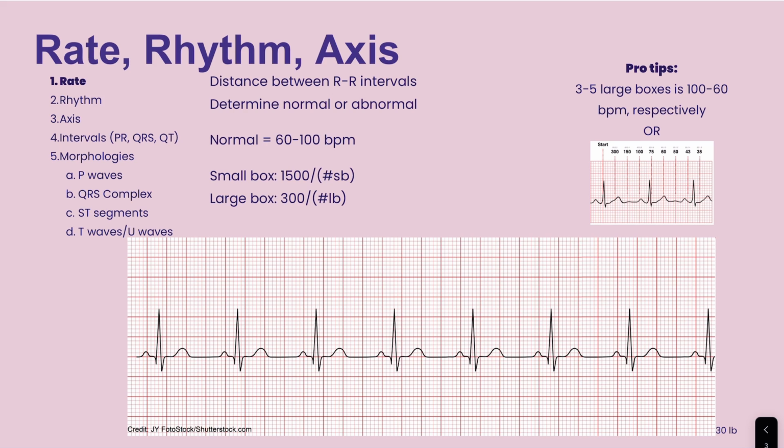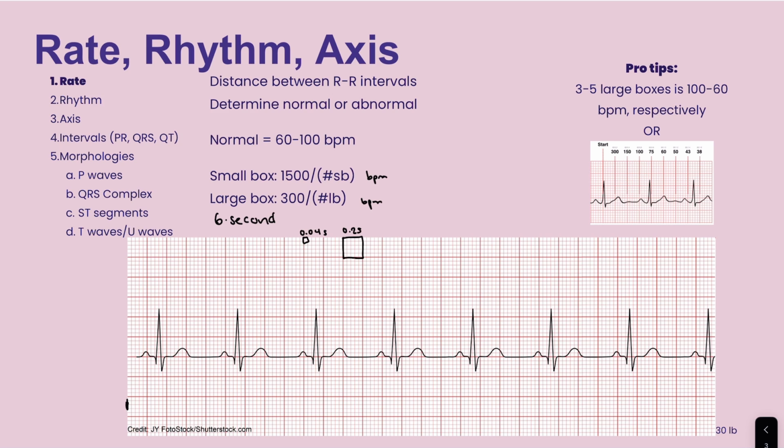Normal heart rates are between 60 and 100 beats per minute, as we know. And we can determine this via 3 different methods. First is our small box method. If we remember that one of these small boxes equals 0.04 seconds, and a large box is equal to 0.2 seconds. So if we take 1500 divided by the number of small boxes, that'll give us the unit of BPM. And the same thing, if we take 300 divided by the number of large boxes, that'll also get us to that unit of BPM. The last method here is our 6-second method.